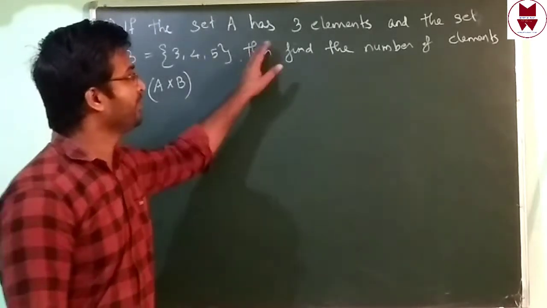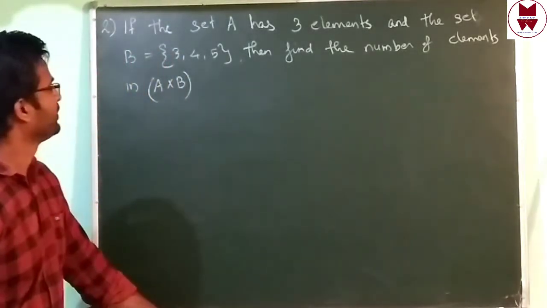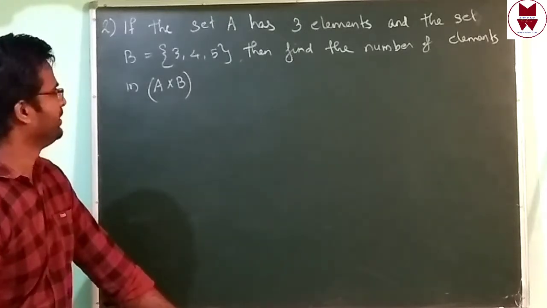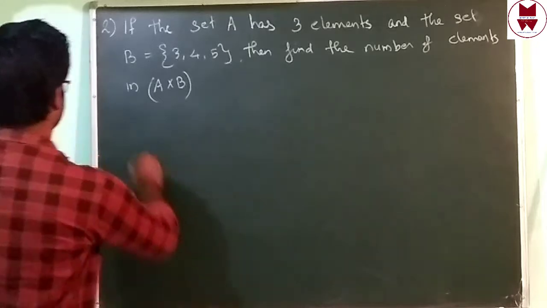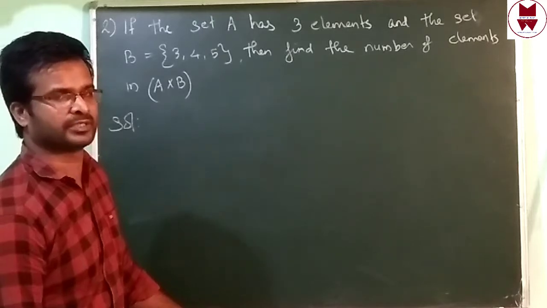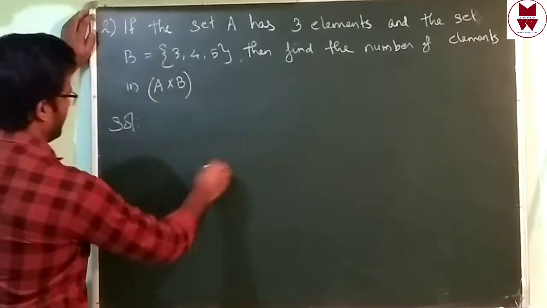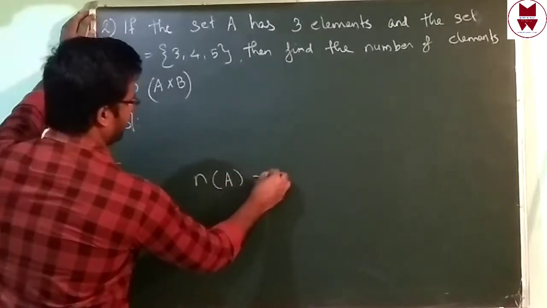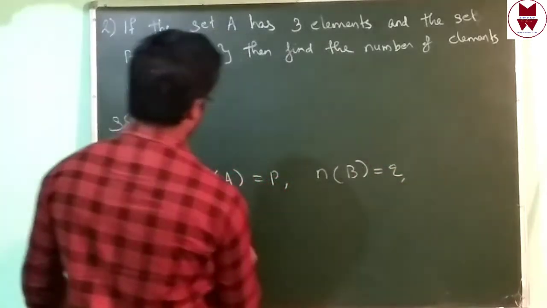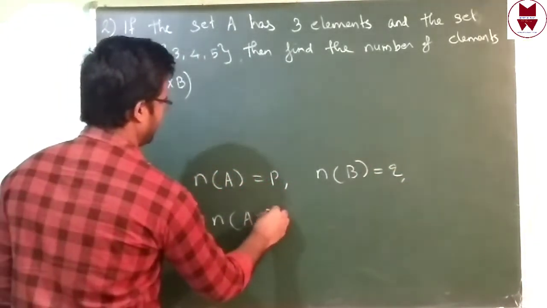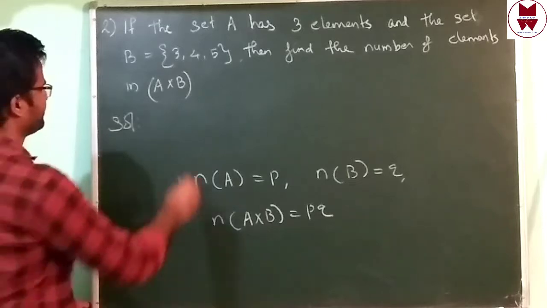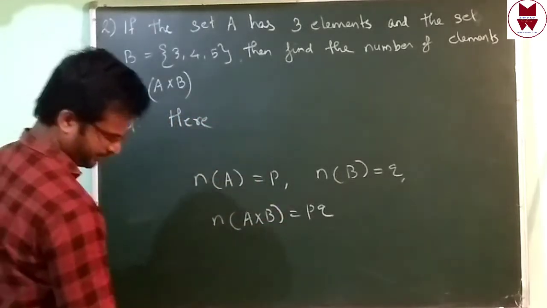If the set A has 3 elements and the set B is {3, 4, 5}, then find the number of elements in A cross B. From the remark already studied, the second remark: number of elements in A equals P, number of elements in B equals Q, then the number of elements in A cross B will be P into Q, isn't it? The same method we can use here.